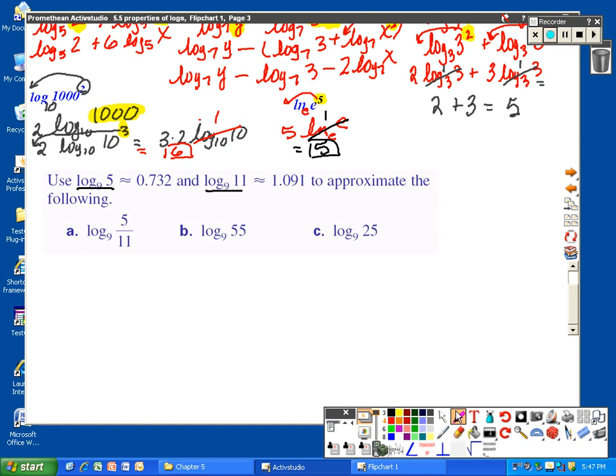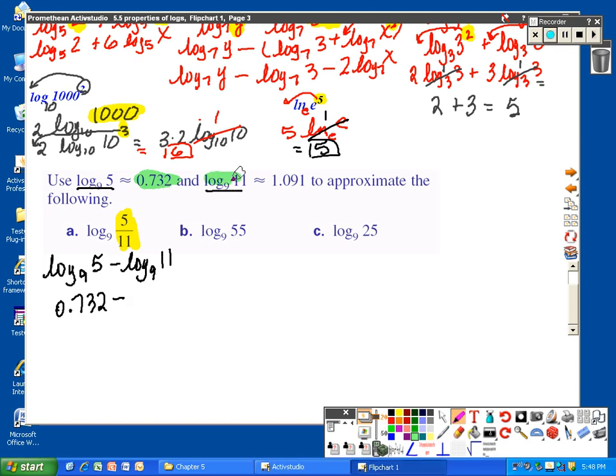So if I'm expanding log base 9 of 5/11, that's dividing. So my rule or property would be to subtract log base 9 of 5 minus log base 9 of 11. Well, log base 9 of 5 is 0.732, so I can replace that right here, minus log base 9 of 11, which is 1.091, so I can now replace this with 1.091.